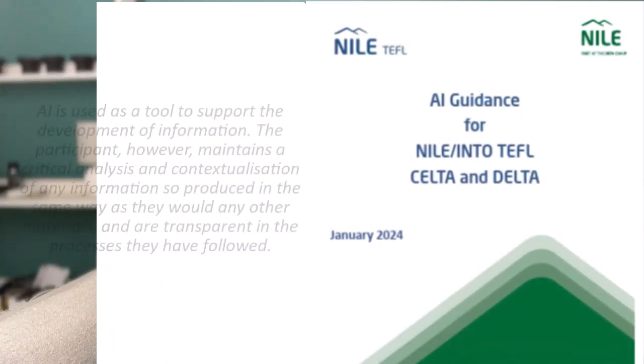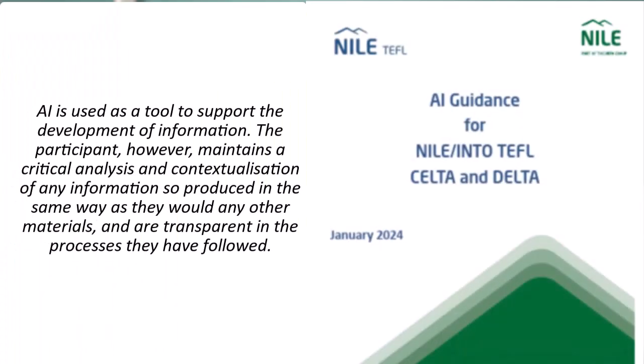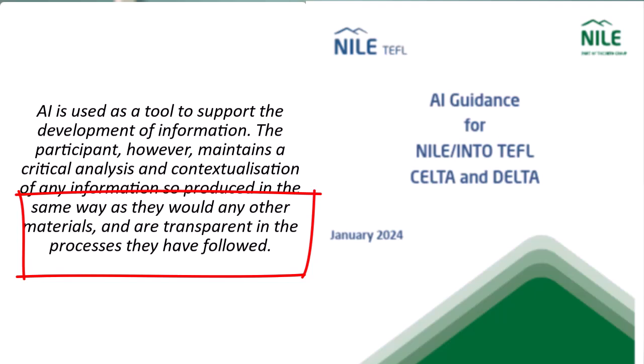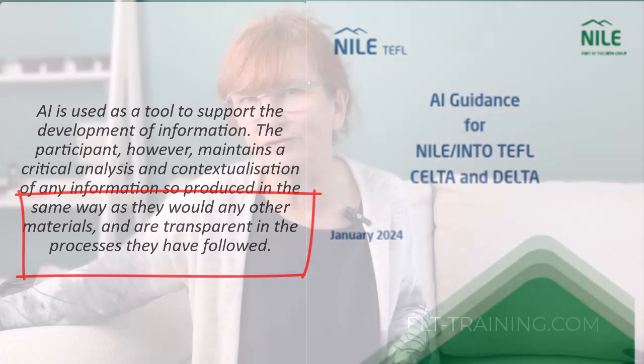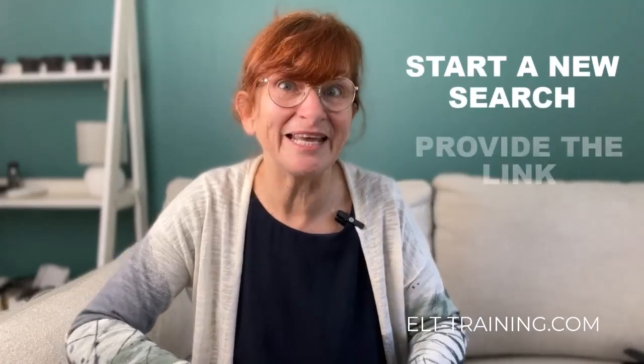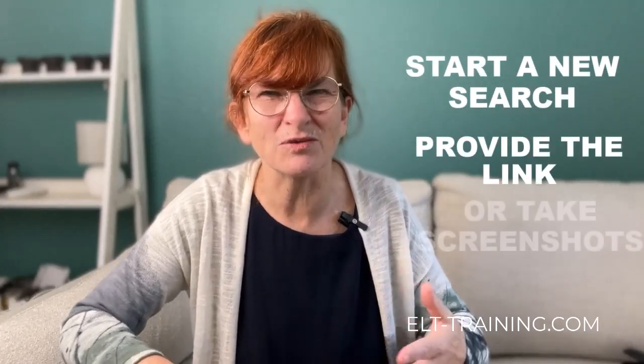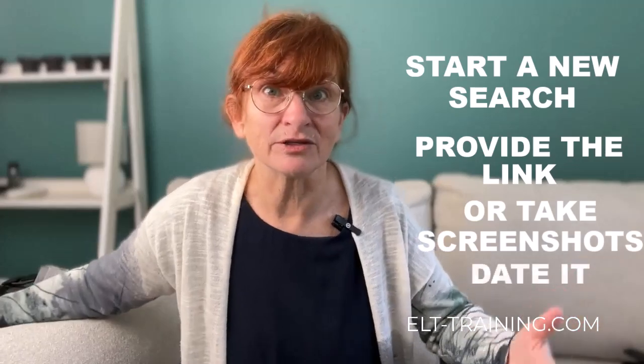As well as that, there are always two important things to keep in mind, as you can see here in the NALDIC guidelines. Firstly, using AI is the same as using any reference material. You need to be transparent about what you've done and what you've used. You need to begin a new search, copy the link, take screenshots of what you did so that somebody could see what you used and how you adapted it.